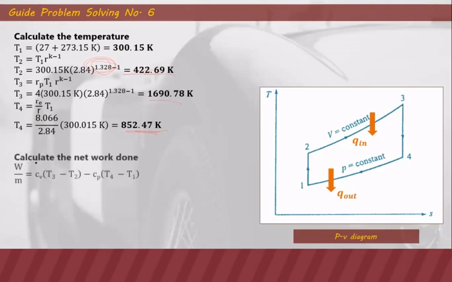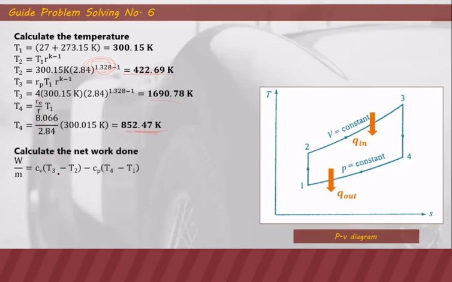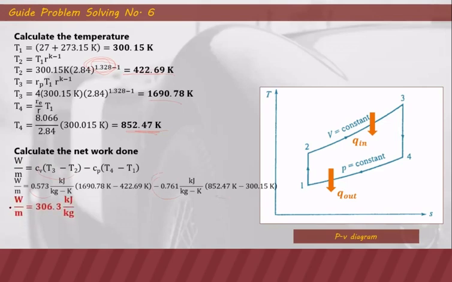Because of that, we can calculate the net work done, that is just Cv (T3 minus T2) minus Cp (T4 minus T1). This work done is per kilogram of mass, so that's why we are not going to solve for mass. So for Cv, that's 0.573 from the given. Then we have T3 from the calculation. Cp is 0.761 from the given. Then our net work done per kilogram is 306.3 kilojoules.